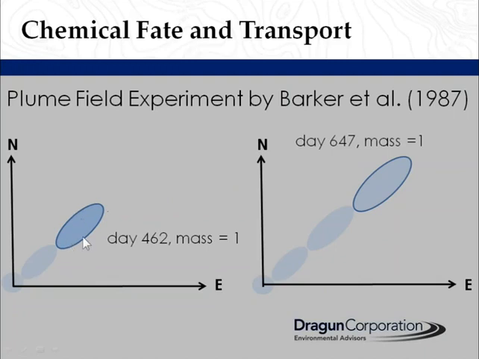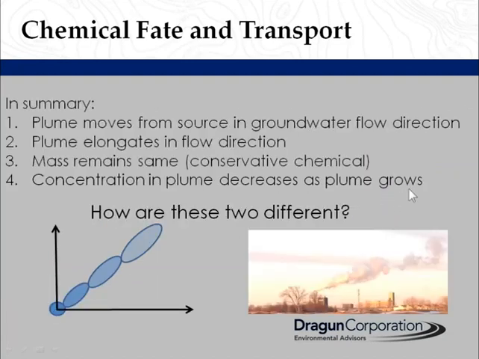After further time, lower concentrations but the same mass, and 2 years or so on, again the same mass, lower concentration. It's spread out in the direction of groundwater flow and across the direction of groundwater flow. So in summary, when you have a release into the groundwater, the plume moves from the source in the groundwater flow direction. The plume elongates in the groundwater flow direction. It also widens and becomes deeper, but those are much smaller changes than in the groundwater flow direction.